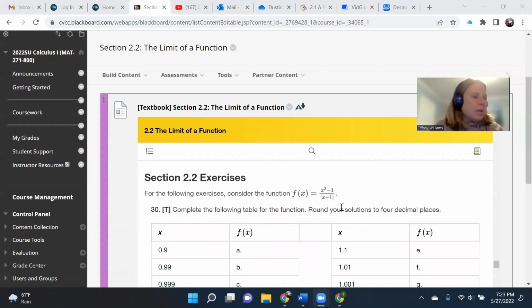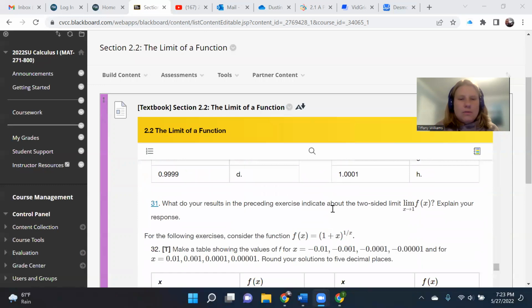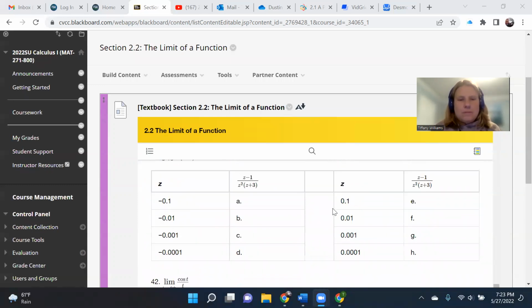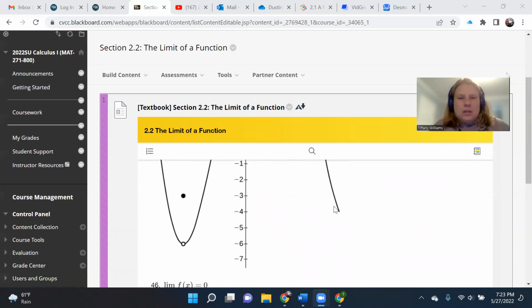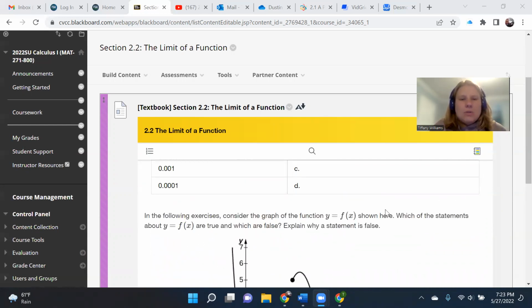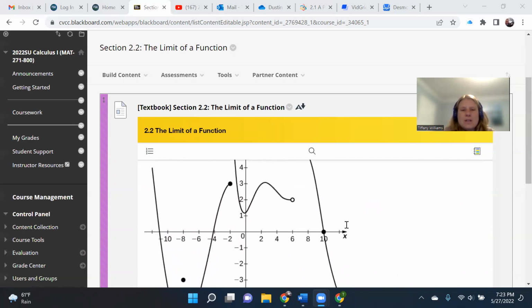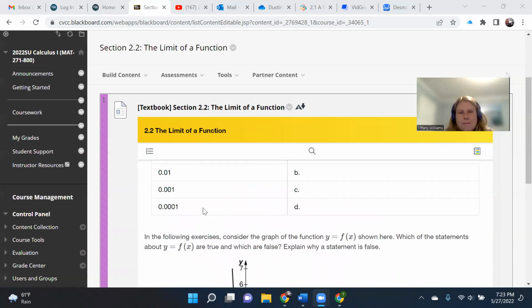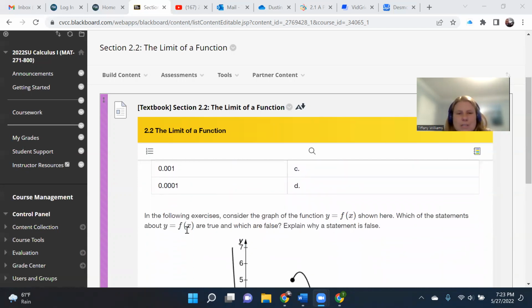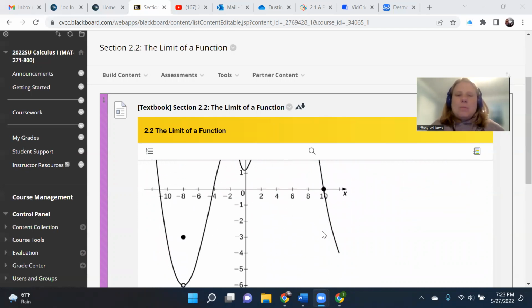I want to look at these things graphically. They're going to give us some statements here, and we're going to talk about what happens with them. These are thinking problems. In the following exercises, consider the graph of the function y equals f of x. That is a lot of stuff going on, right? Which of the statements about y equals f of x are true and which ones are false? And explain why a statement is false.